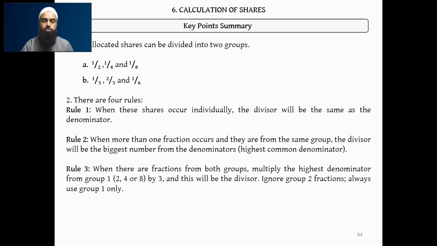Rule number three is when there are fractions from both groups now. However many fractions there are from both groups, you can have multiple from group A and multiple from group B, you can have the half, the quarter, whatever it is. So the highest denominator from group 1. So if you've got a half and a quarter, you use the quarter now, you use the 4. From group 1, you multiply by 3. And that's it. This will be your divisor. Ignore group 2. Always use group 1, as I've said.